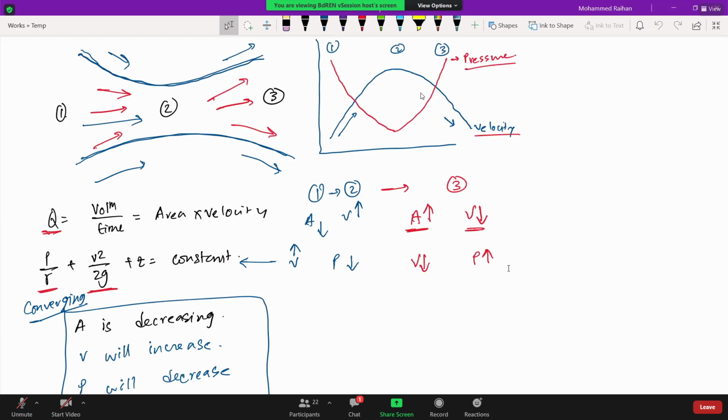Yes, sir. Let's say this is velocity head, this is pressure head. So total energy will be the sum of velocity head and pressure head. That will be somewhere around here, right? It will be something here, and it will remain what? Constant.